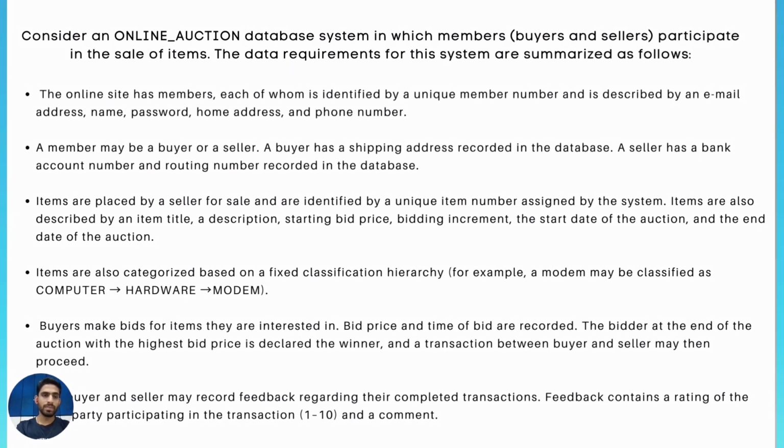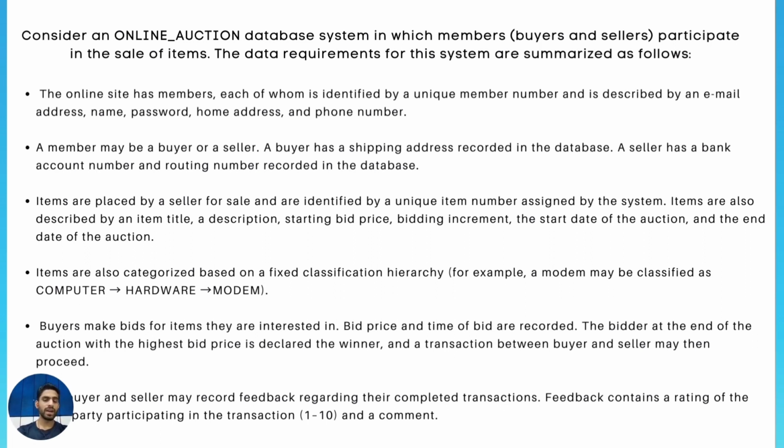Now the main task and the requirements of this data is an online set of members, each of whom is identified by a unique member number and is described by an email address, name, password, home address, and phone number. So we have an entity called member, and this unique member number is also called a primary key in a database. So there is a unique member number, email address, name, password, home address, and phone number of every member in that database.